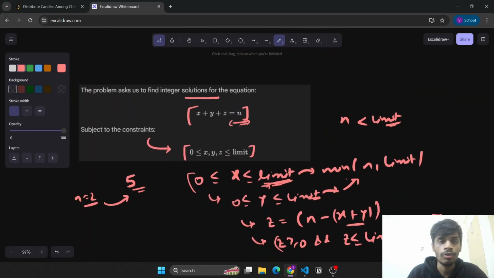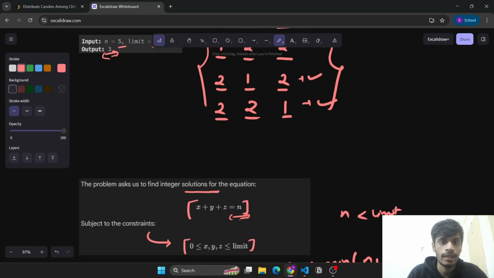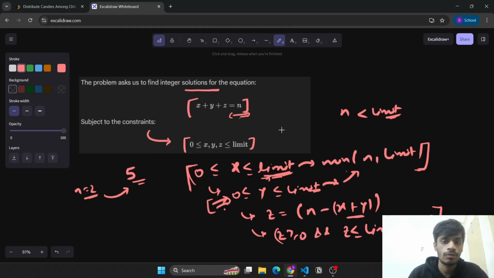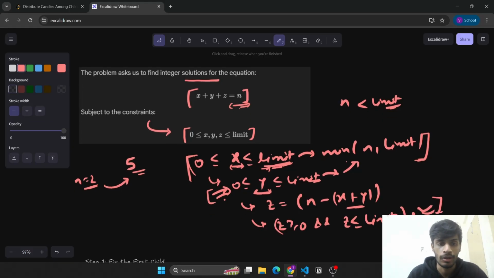So how do we move forward? Instead of fixing the number of candies for two children, what if we need to avoid this second loop that we are using here? What if we just fix the first child and then try to find some range of possible values for the second child on the basis of fixing the first child only?